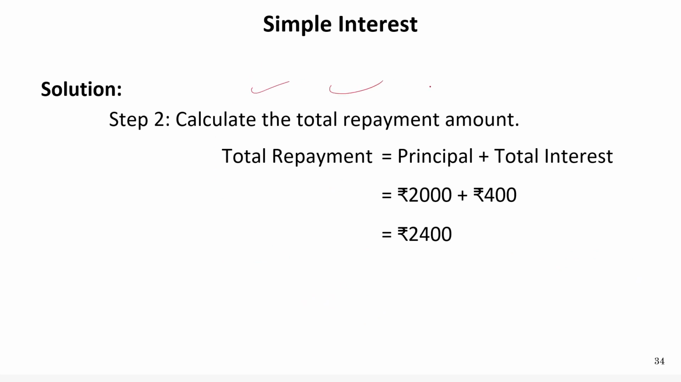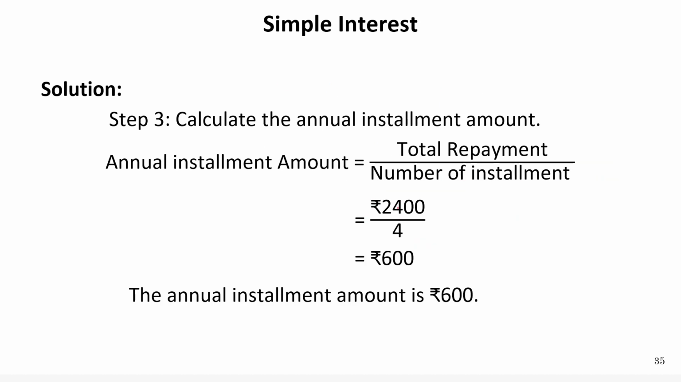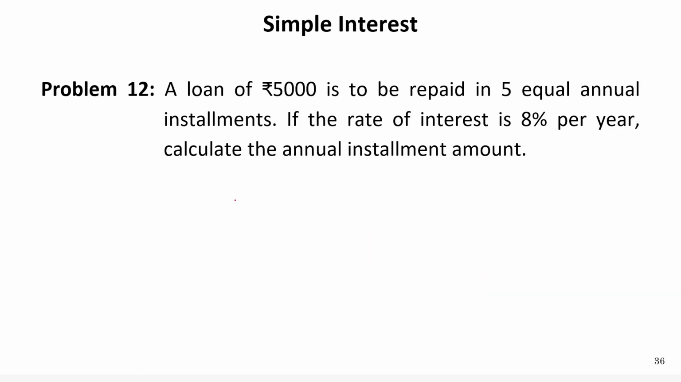Calculating the total repayment amount is equal to principal plus total interest, that is 2000 plus 400 is equal to 2400. For 4 years we have to divide this into an easy installment scheme. So for each year, the installment will be 600, because 2400 by 4 is equal to 600. So the annual installment amount is 600. Let's see problem number 12. A loan of 5000 is to be repaid in 5 equal annual installments. If the rate of interest is 8% per year, calculate the annual installment amount.